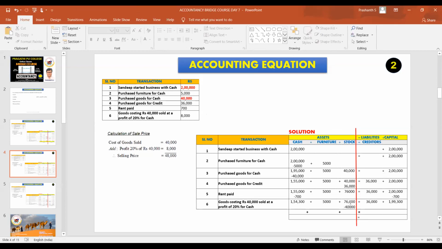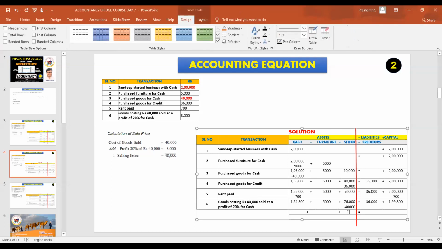Total stock was how much? 76,000. Out of that 76,000, 40,000 is gone. So remaining will be how much? 76 minus 40 will become 36,000. Keep it like this only.